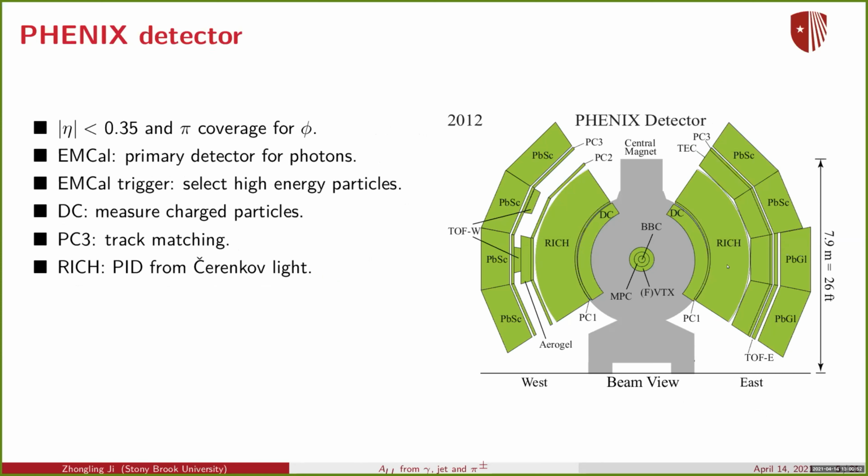This is the PHENIX detector at mid-rapidity. The eta coverage is 0.35 and the phi coverage is about pi. To measure photons, the EMCal, lead scintillator and lead glass, are the main detectors. To select the high energy particles at the EMCal, we use an EMCal trigger. DC is a drift chamber, which can measure charged particles. PC3 is a pad chamber, which can match the track and the cluster to reduce double counting in the jet measurement. And RICH is a Cherenkov detector, which can do PID for the charged pions.